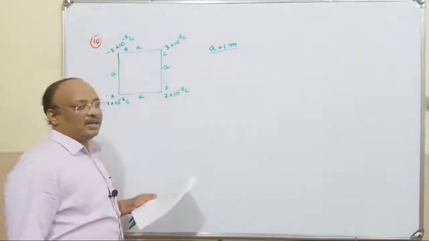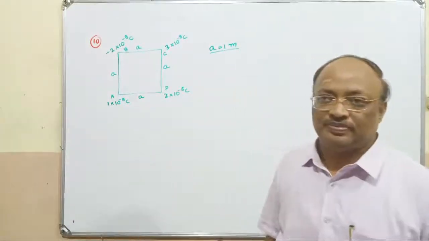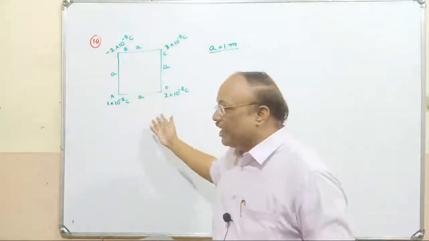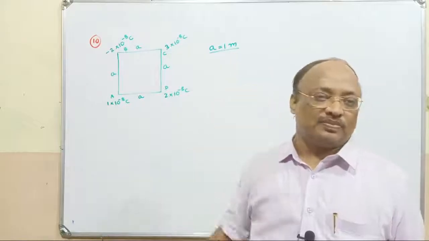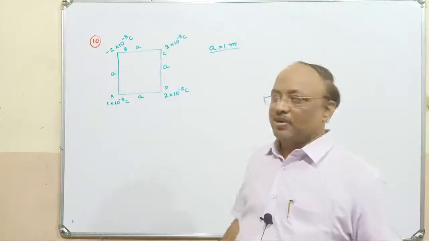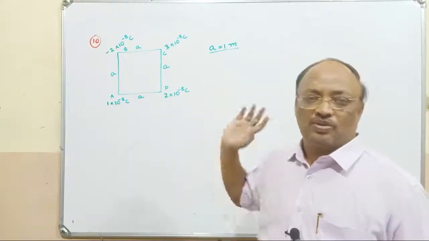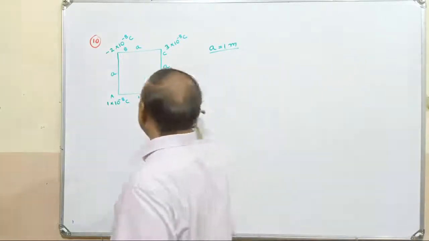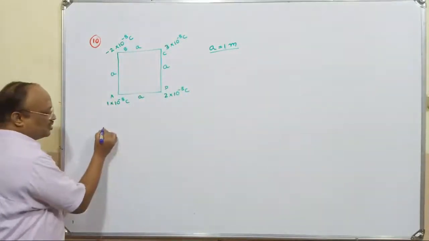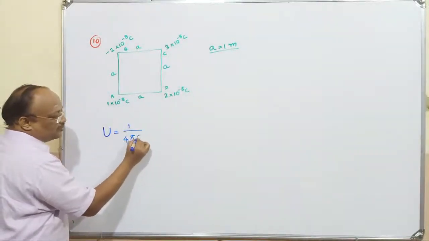So we have found the expression for a 2 charge system and a 3 charge system, but this becomes a 4 charge system. I have given the general expression for the electric potential energy. By using that, you have to find it for a 4 charge system. The expression is U is equal to 1 by 4 pi epsilon naught.